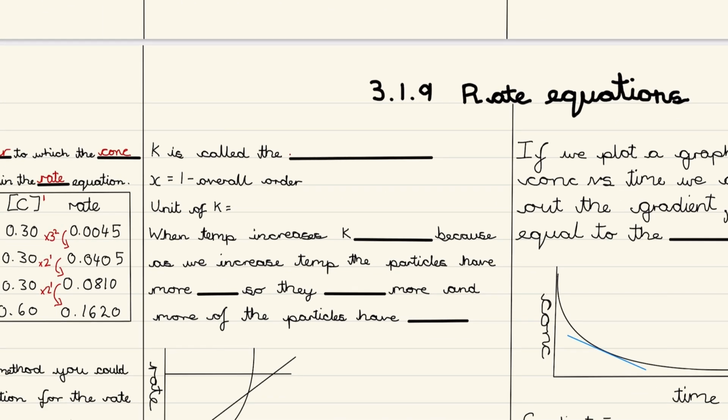K is called the rate constant. Now if we let x equals 1 minus the overall order, then the units of K will be moles per decimeter cubed, all to the power of x, per second. Now when the temperature increases, K also increases, and this is because as we increase the temperature, the particles have more kinetic energy, so they collide more, and more of the particles have at least the activation energy.